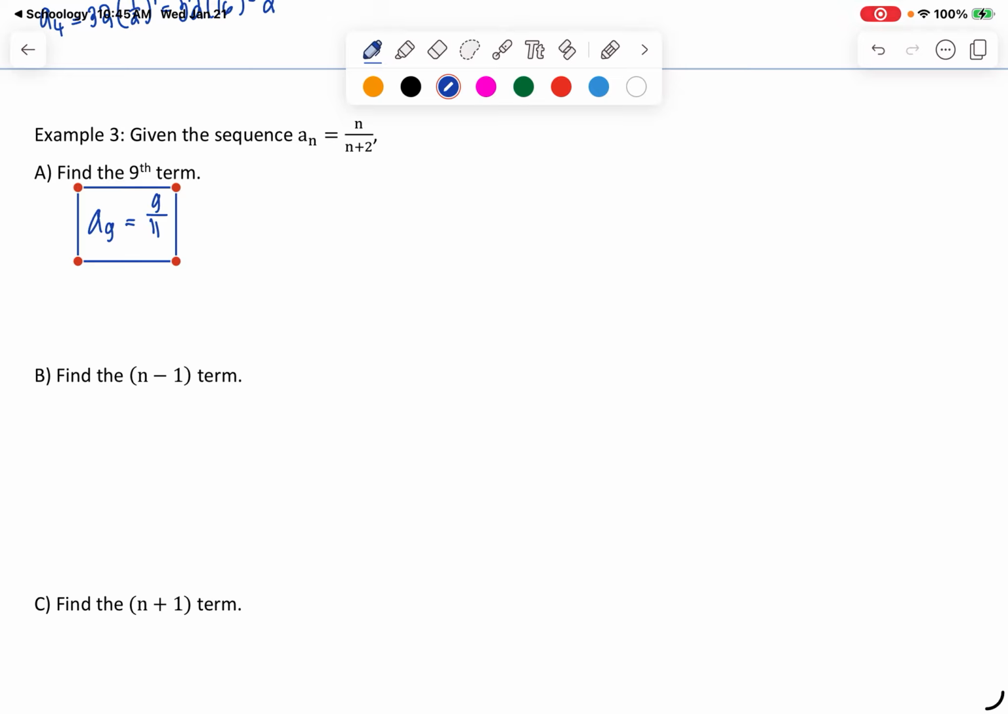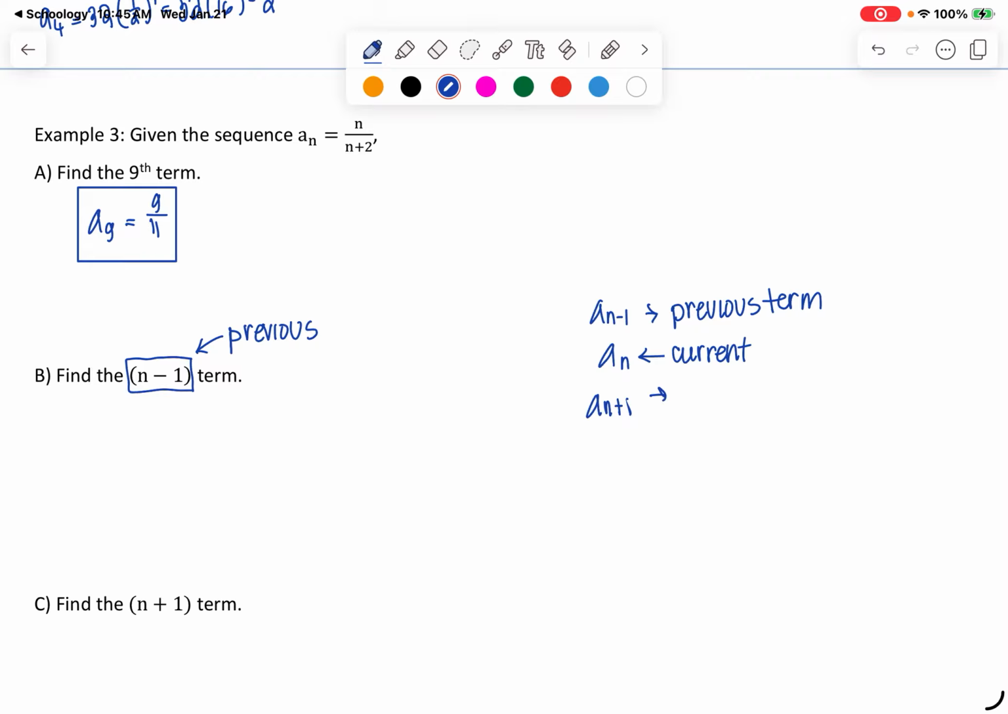Find the n minus 1 term, which I want to make sure we know we could also say this way: this is the previous term. And let me explain why. When we're talking about a sub n, that is the current term, right? A sub n is the equation, a sub n equals, that's what's happening. If you're plugging in 1, we're talking about our current term. The previous term would be a sub n minus 1, because 1 before n is n minus 1. And then a sub n plus 1 would be the next term.